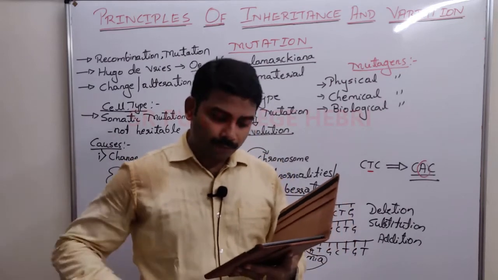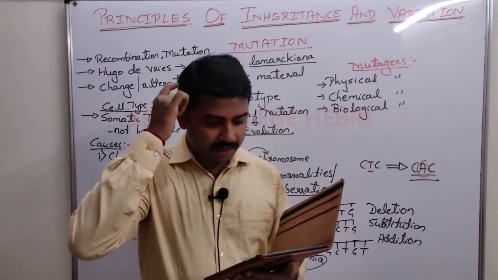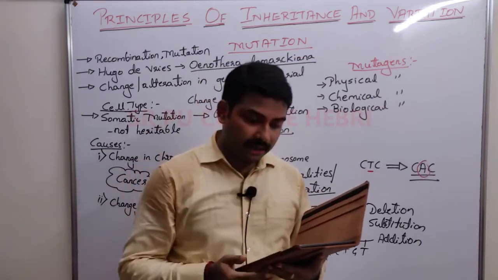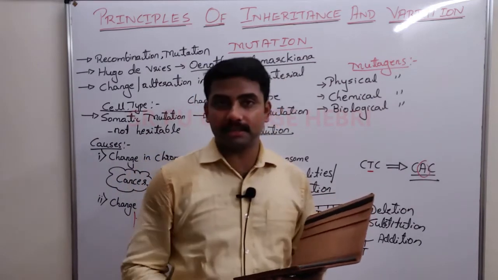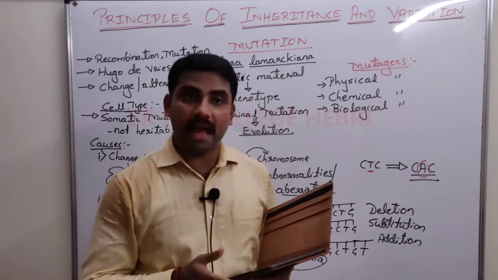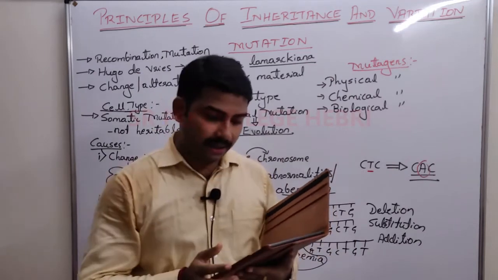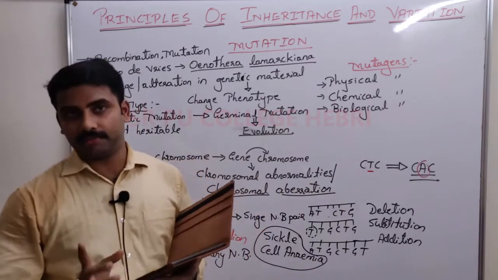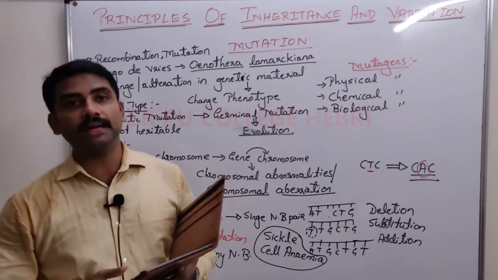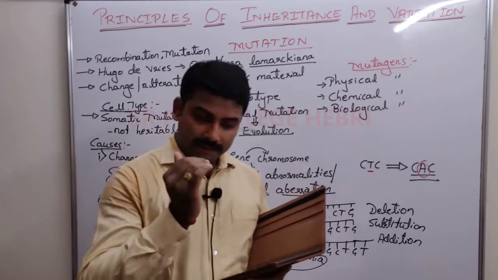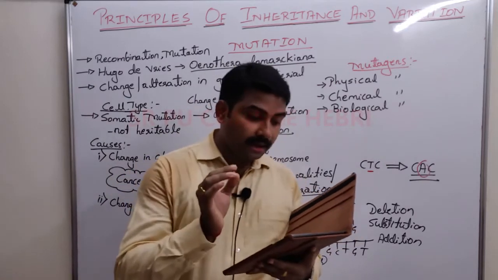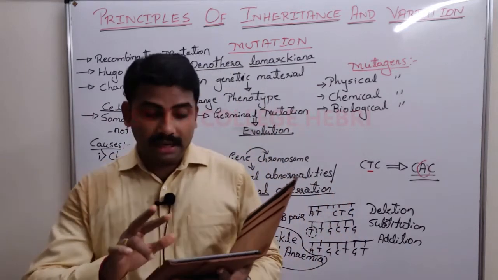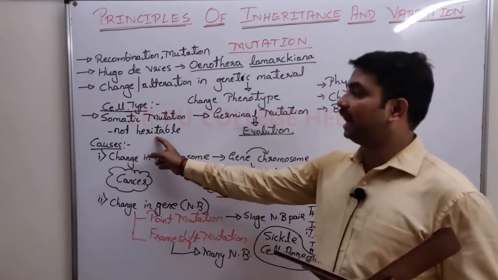Underline, full stop. Continue the same line. Mutation occurring in sex cells, in bracket gametes, close the bracket, is called germinal mutation. Underline, germinal mutation. Next line. Somatic mutation does not involve in evolution, right?